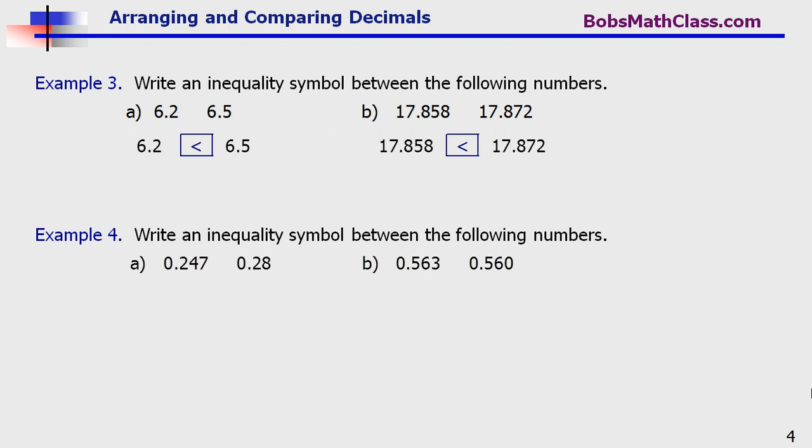Sometimes people will make a mistake and say, oh, 247 is larger than 28. But remember, we go by place value. So the 0.28 is larger. Okay, 0.563 and 0.560. The tenths place is the same. The hundredths place is the same. So then we move on to the thousandths place. Since 3 is larger than 0, the number on the left is larger.